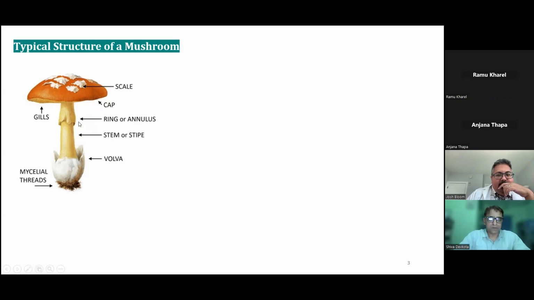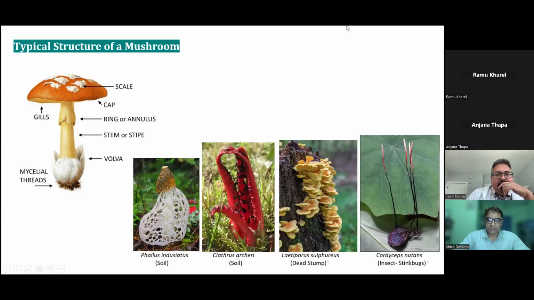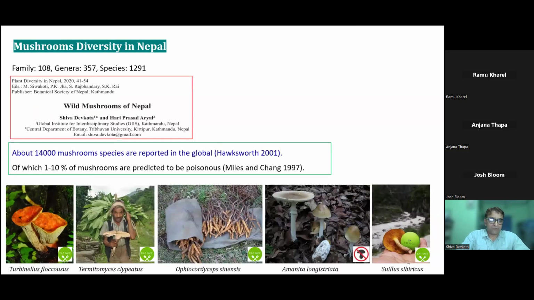But apart from this kind of typical mushroom with gills and caps and other things, we also have several kinds of mushrooms in Nepal. Some mushrooms grow on soil. Some mushrooms grow on dead stumps or wood, and some mushrooms grow on insects. So we have different kinds of mushrooms in nature. Not only those with gills, and many of the mushrooms have their own kind of toxicity and their own type of behavior.